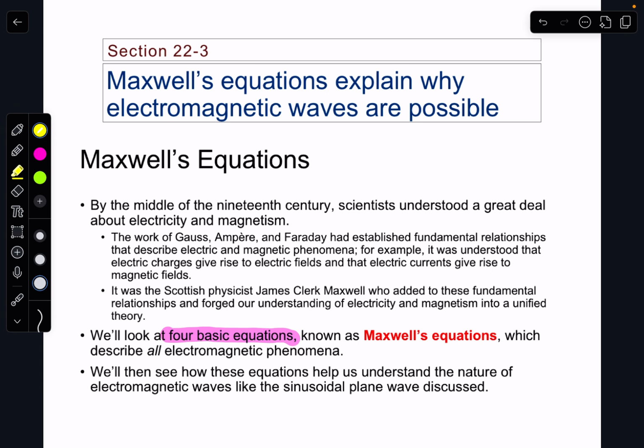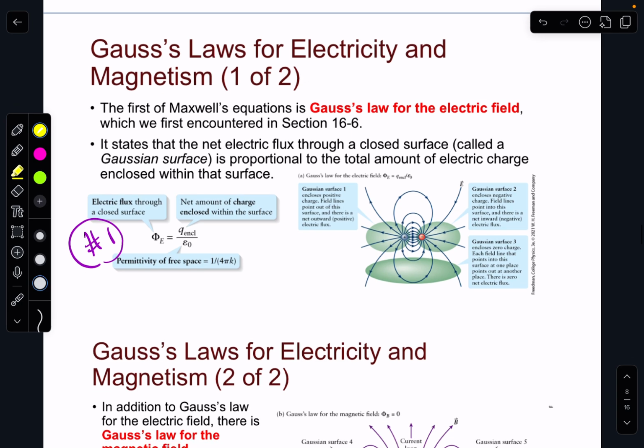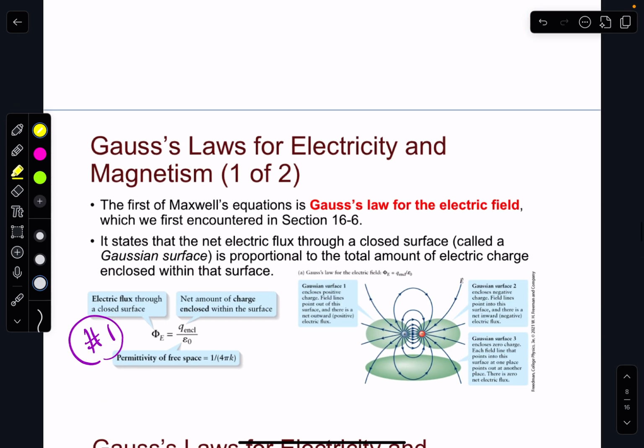So we're going to look at these equations one by one, and they're going to look familiar. You may recall Gauss's law, right? That was the first tricky conceptual law that I introduced to you in this course. Gauss's law states that the electric flux through any closed surface is equal to the charge inside that surface divided by the constant epsilon naught, right?